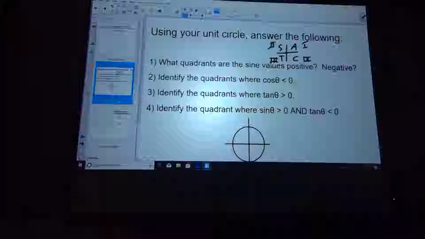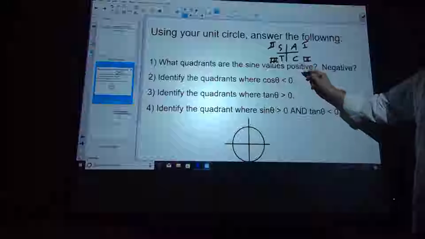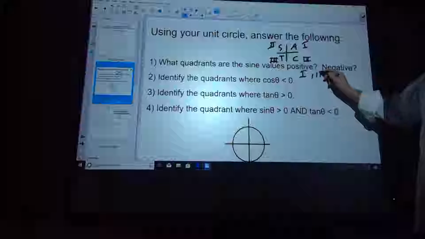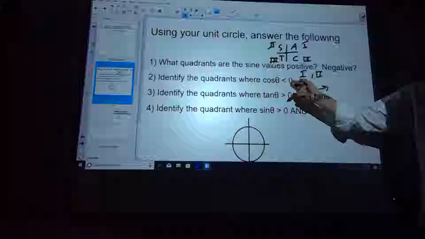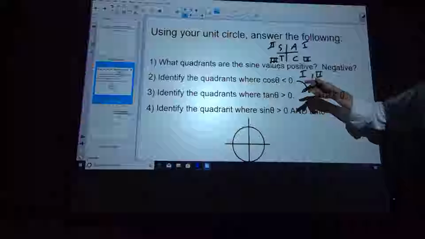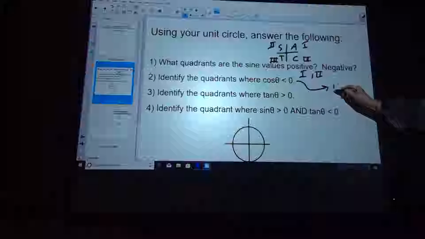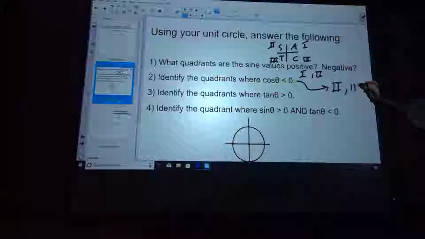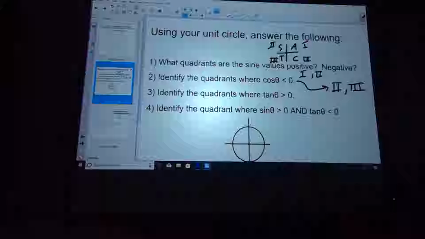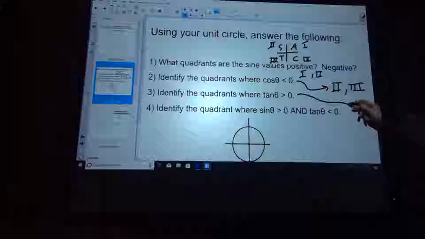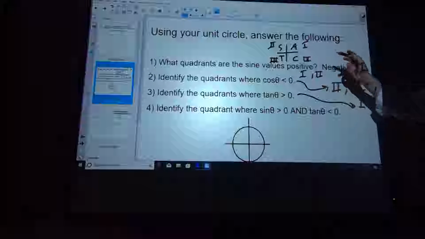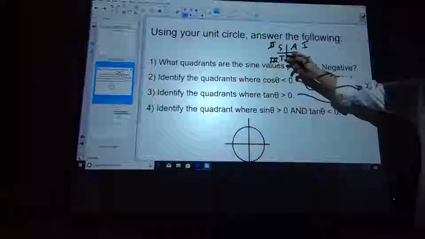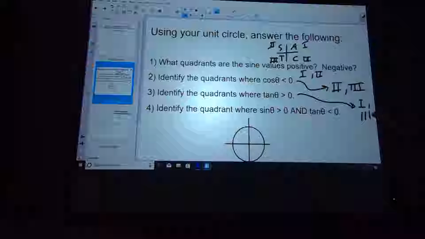The all stupid, yeah. All right, so where's sine positive? Well, that's 1 and 2. Okay? So this means, hey, where's cosine negative? Less than 0 means just negative, right? So where's cosine negative? In 2 and 3. Cosine's positive in quadrant 4. Okay? Where is tangent positive? Well, definitely quadrant 1, because they're all positive there. And then tangent's also positive in quadrant 3.